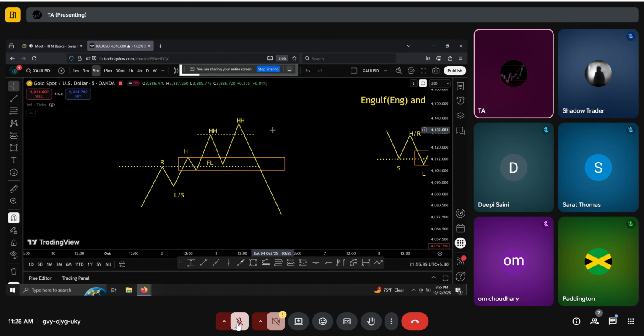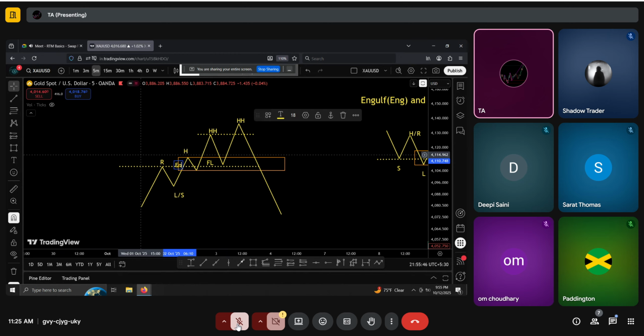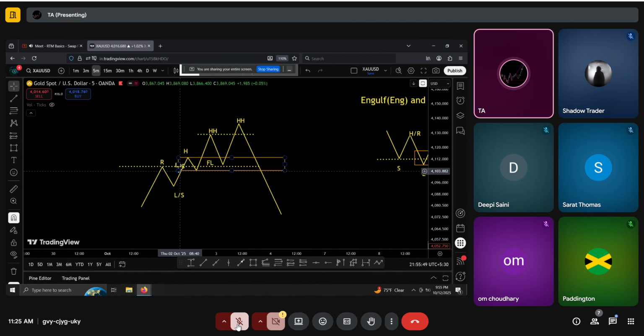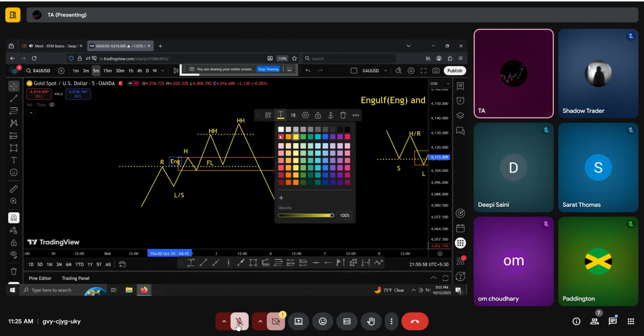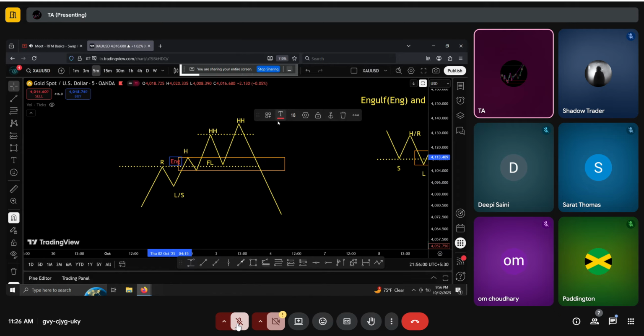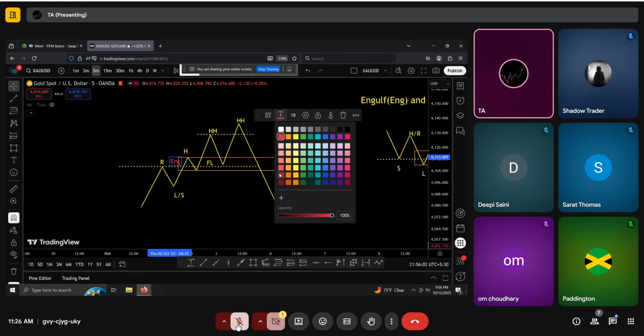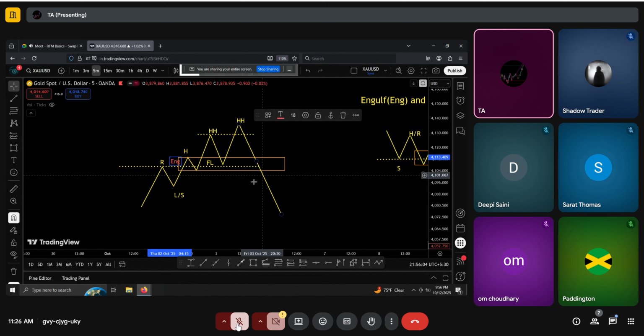So here we see engulf is happening at many places. Like first, this level is broken to upside. We call this engulf. Engulf happens here. First engulf happened here. We will change the color, so engulf, right? Okay, engulf. Engulf, here is engulf.